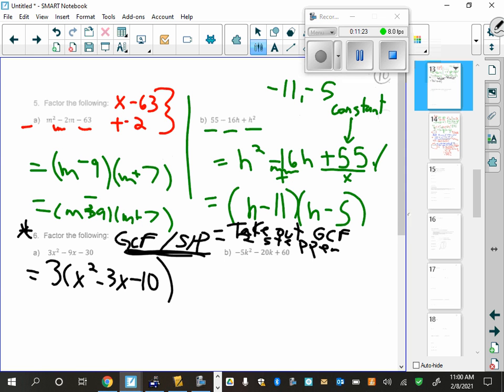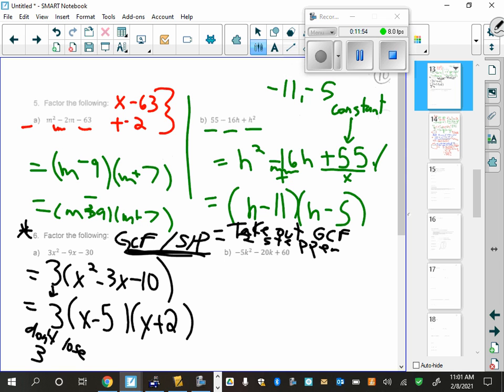Okay, so now two numbers are multiplied to -10 and add to -3. And don't forget to bring the 3 down. Don't lose the 3. It doesn't make sense. It's not equal unless you put that 3 in front of the brackets, okay? So now what two numbers multiply to -10 and add to -3? How about that? Okay, good stuff. Don't forget to bring down the 3.